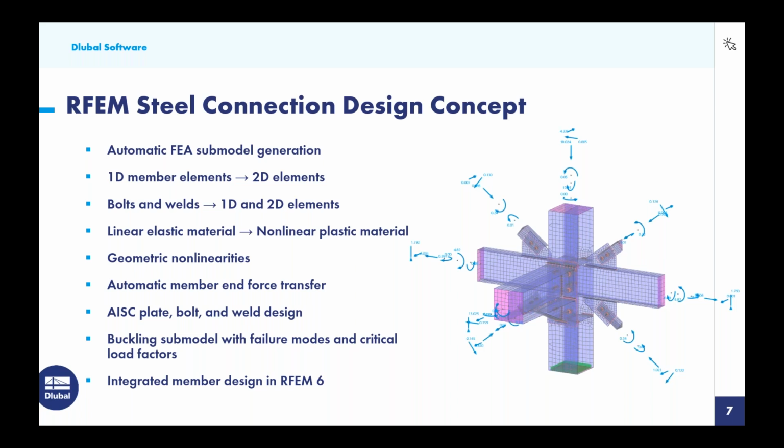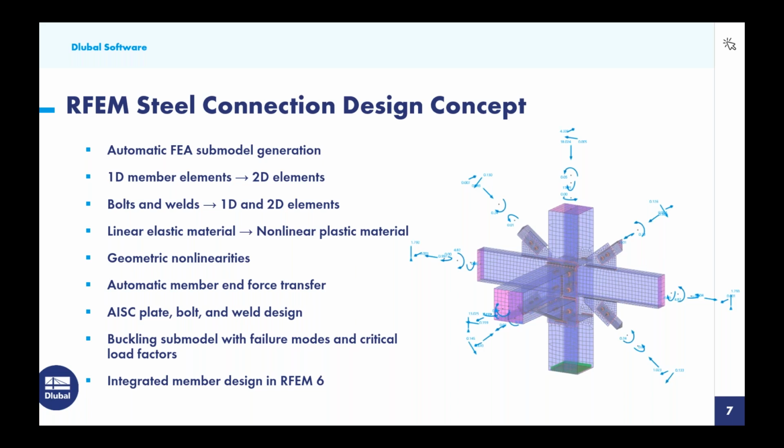Additionally, we'll see geometric nonlinearities applied automatically in the submodel. So for example, with two end plates, we should see those plates release in tension, but in compression forces, we'll see them bear upon one another. Again, we talked about automatic member end force transfer. So all of the load combinations, such as according to the AISC 360-22, are automatically brought into this submodel as member end forces, and will run through the separate calculations for each load combination.